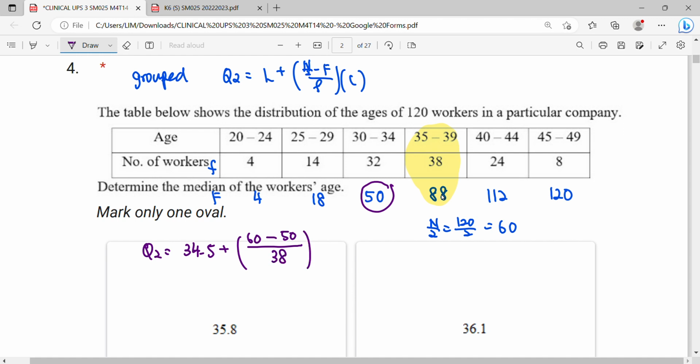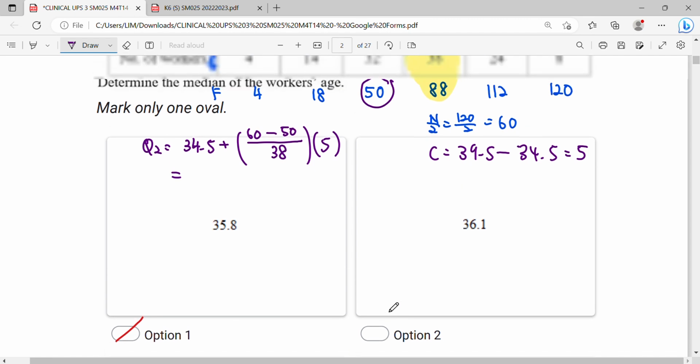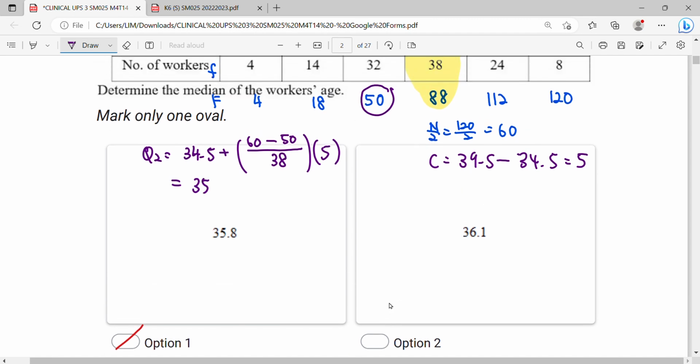So the size of the class is upper boundary 39.5 minus lower boundary, so you get 5. So times with 5. So the answer is 35.8. Do you get this? Do you get this? Got it.